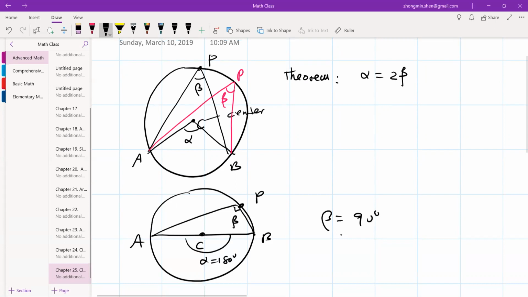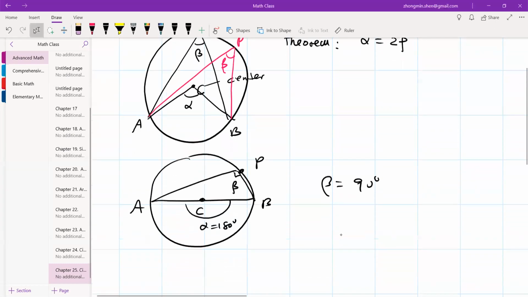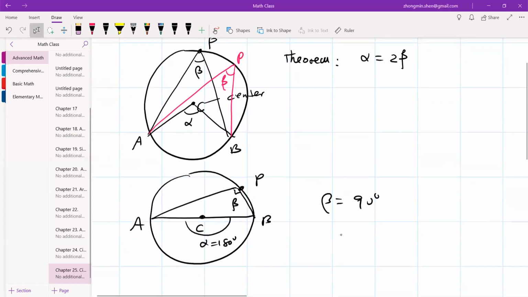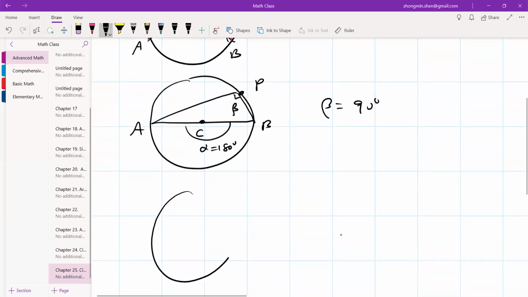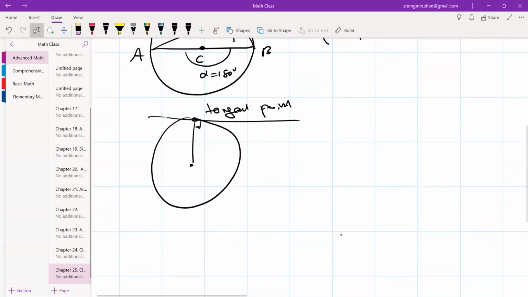So let's do some problems. This is an important property, right? Recall that we have another important property we already mentioned in the last class: if we have a tangent line, and this is the tangent point, and then the center is connected, this angle must also be 90 degrees. Sometimes you use that to form a right triangle. So we call this an important property.